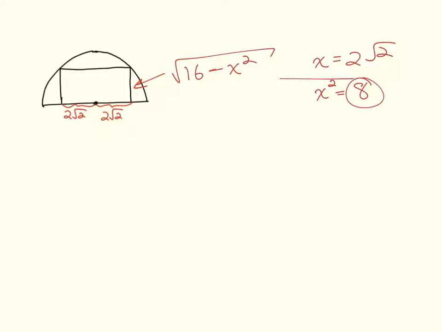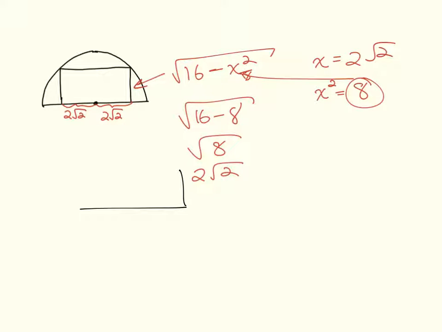So I'm going to substitute this 8 in for the x squared and get that the height is the square root of 16 minus 8, which is the square root of 8, which is 2 square root of 2. So we know that the height of our rectangle is 2 square root of 2. And back on the semicircle above, the length of the rectangle is those two square roots of 2 added together, which gives 4 square root of 2.